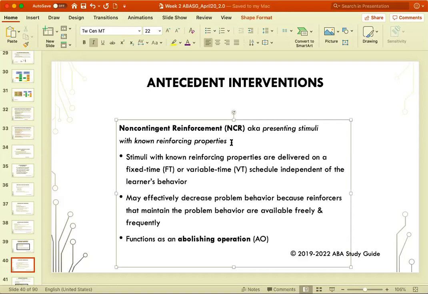NCR, you are presenting stimuli with known reinforcing properties, and they are delivered on a fixed time or variable time independent of the learner's behavior. So the time is fixed or variable. You present that stimuli independent of the learner's behavior. This may effectively decrease the problem behavior because the reinforcers that maintain the problem behavior are available freely and frequently. You see this a lot, freely and frequently. NCR works because it functions as an abolishing operation.